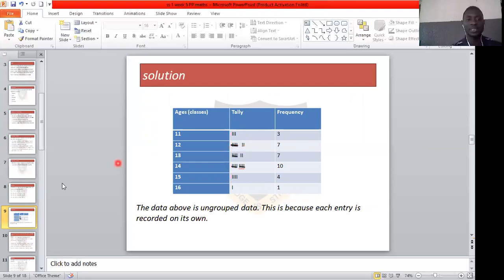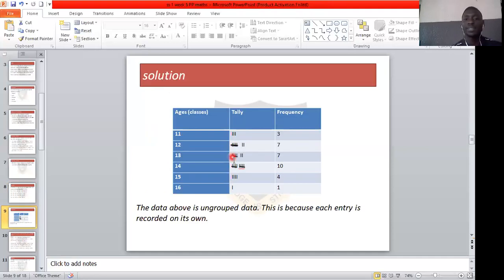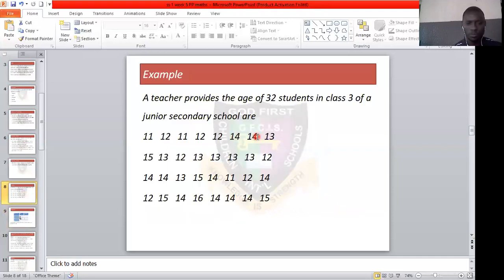If you look at 13, it gives the same thing, we have 7 there: 1, 2, 3, 4, 5, 6, and 7. Now strike it, 1, 2, 3, 4, and strike the 5th one to give you 1 bundle and 2. If you look at 14, we have 1, 2, 3, 4, 5, 6, 7, 8, 9, 10.